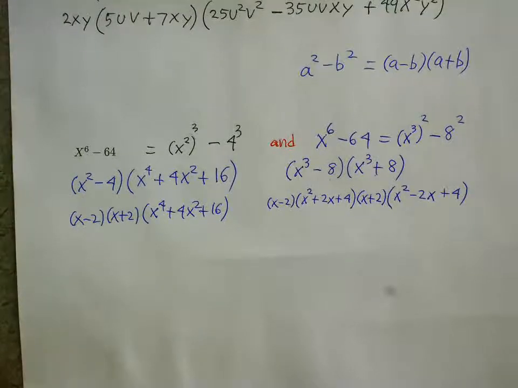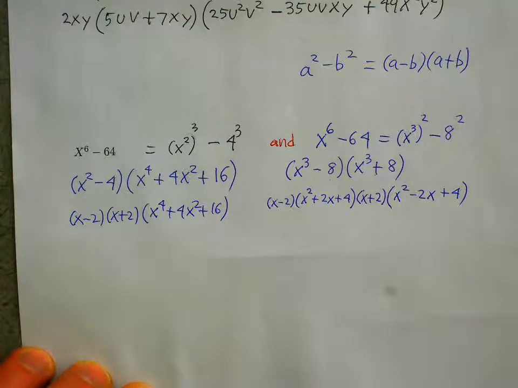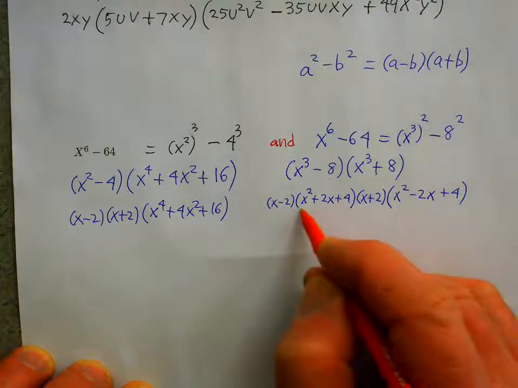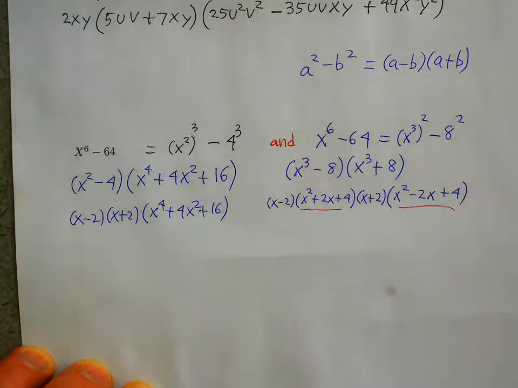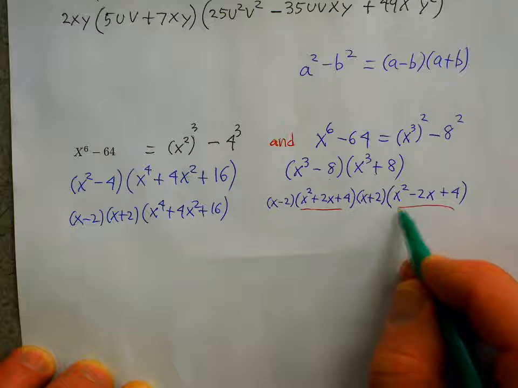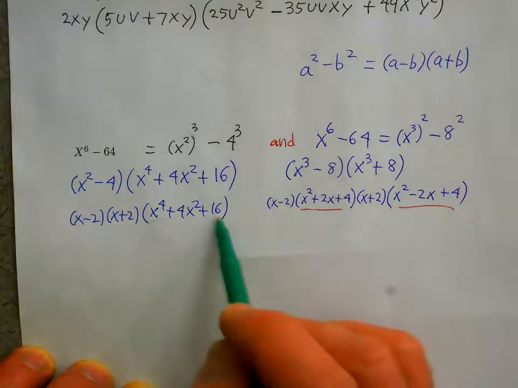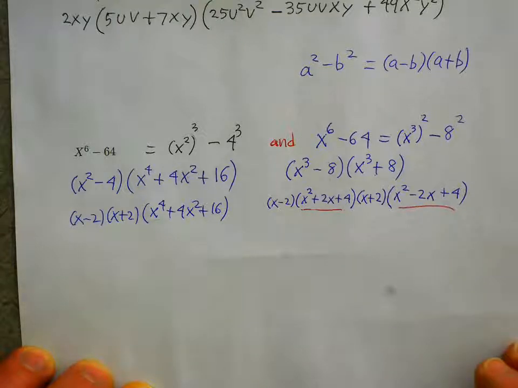So which one do we regard as the complete factorization? Well, we have more factors on the right than we do over here. So this implies, if I didn't make any mistakes, that if I multiply x squared plus 2x plus 4 by x squared minus 2x plus 4, I should get x to the fourth plus 4x squared plus 16.